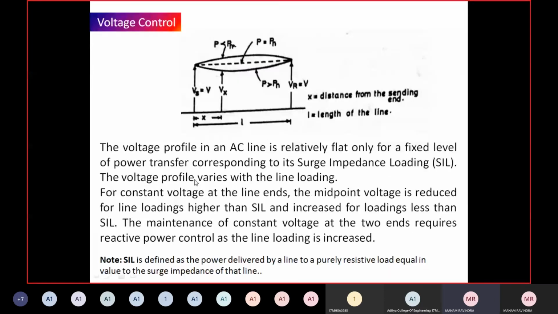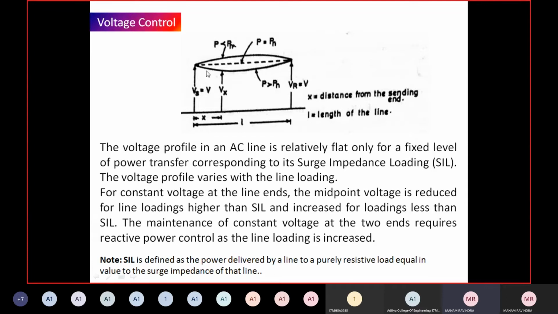Coming to voltage control. We have discussed this in the class very briefly. Those who may have missed it and were not there in the class can listen now. See here, we have the sending end voltage. This one, from the diagram. How can the voltage be controlled here?